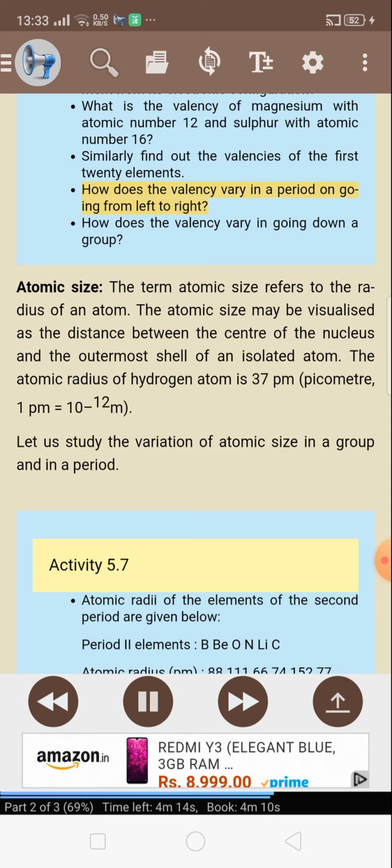How does the valency vary in a period on going from left to right? How does the valency vary in going down a group? Atomic size. The term atomic size refers to the radius of an atom. The atomic size may be visualized as the distance between the center of the nucleus and the outermost shell of an isolated atom. The atomic radius of hydrogen atom is 37 pm, picometer, 1 pm equals 10 to the power minus 12 meters.